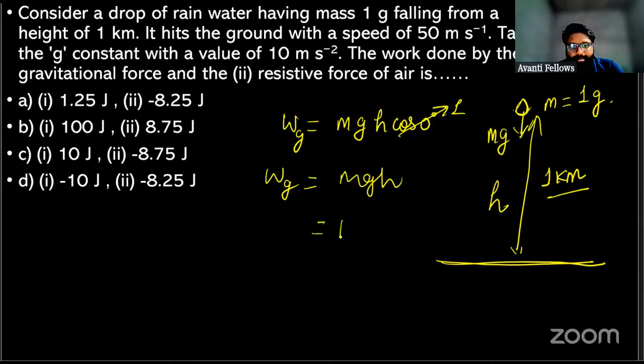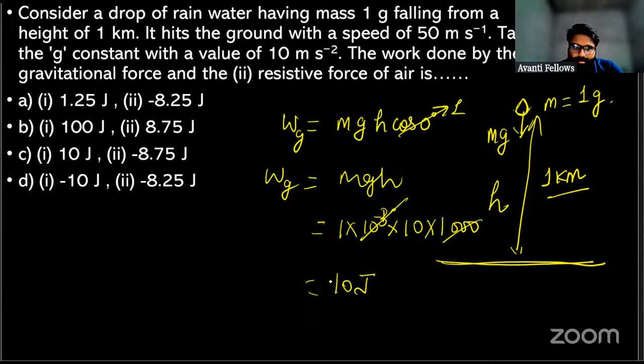So m is 1 gram, which is 1 into 10 raised to the power minus 3 kilogram. Gravitational acceleration is 10 and height is 1 kilometer, which is 1000 meter. This and this will cancel out. So it will become 10 joule work done by gravitational force.